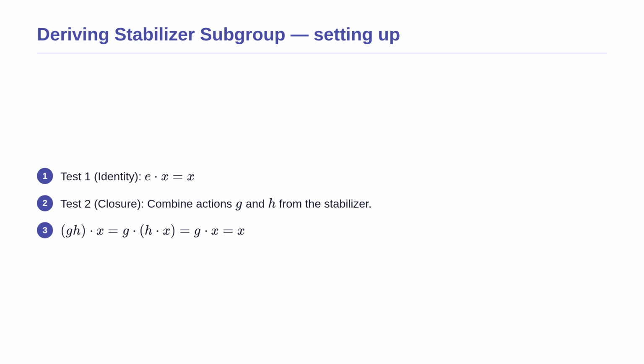Second, we test for closure. We combine two actions, G and H, that we already know belong to the stabilizer. Applying H leaves X unchanged. Then, applying G to that unchanged X leaves it unchanged again. Therefore, the combined action also fixes X.